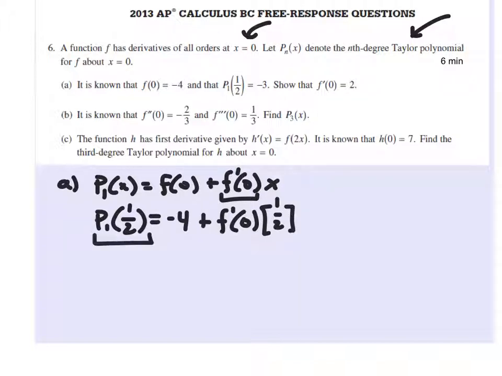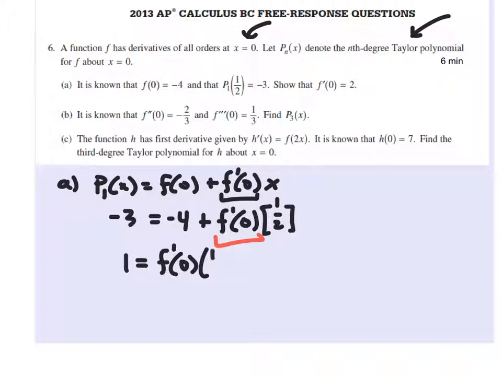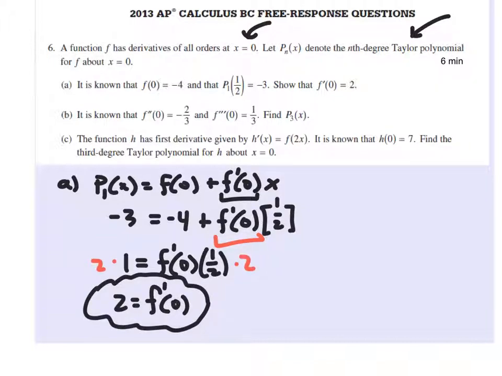This right here was given to us. If I plug in 1/2, that evaluates to negative 3. And now I just have to solve for this unknown right here. Alright, so I would add 4. So f prime of 0 times 1/2 equals 2. Therefore, if I multiply both sides by 2, it looks like 2 equals f prime of 0. Alright, that would get you, I believe, probably 2 marks there on the exam.